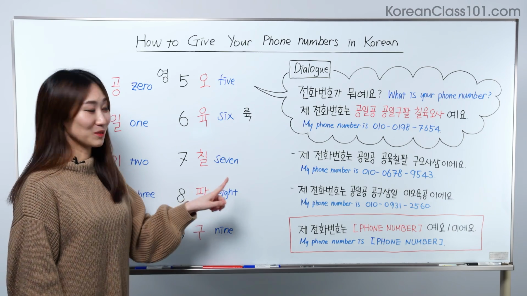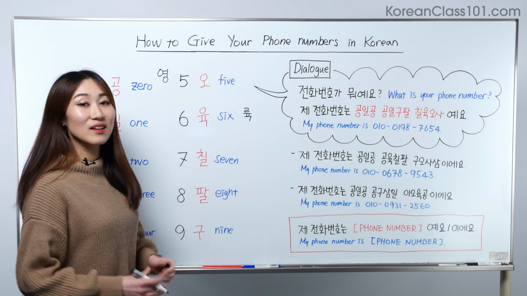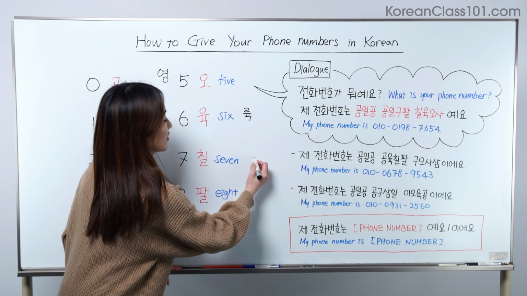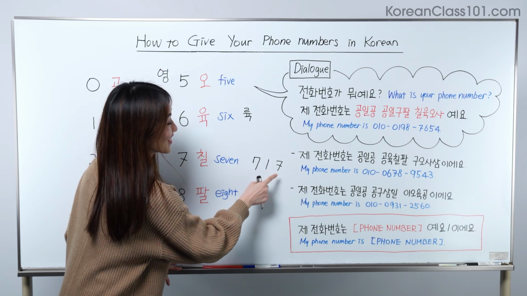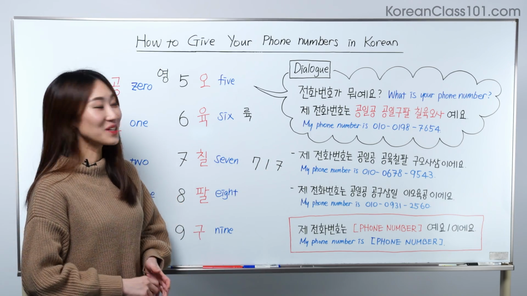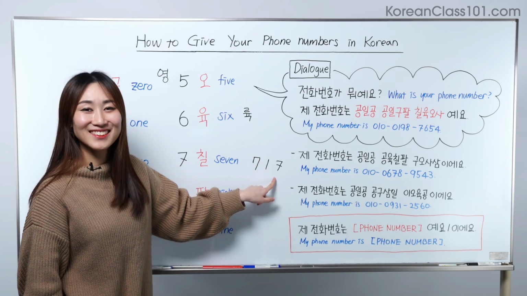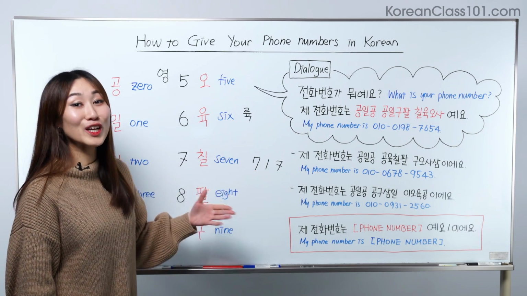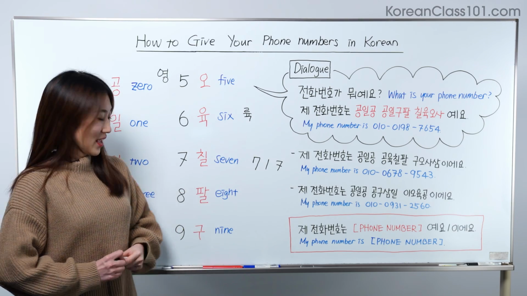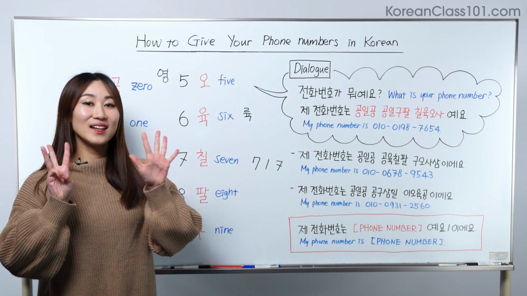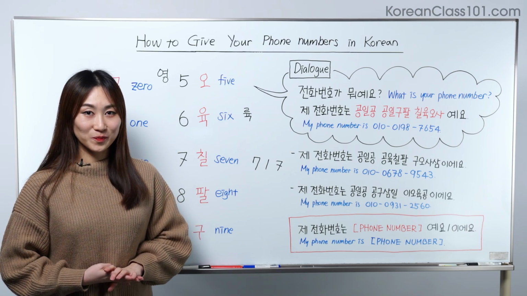7 is 칠. By the way, lots of Korean people write 7 like this. For example, I often use this in Korea because I learned it from my English teacher, and some Korean grandmothers and grandfathers even asked me, what is this? So please remember, this is a very common 7 in Korea, and if you see this, you know this is 7. 8 is 팔. 9 is 구.